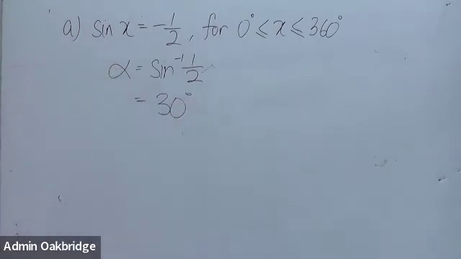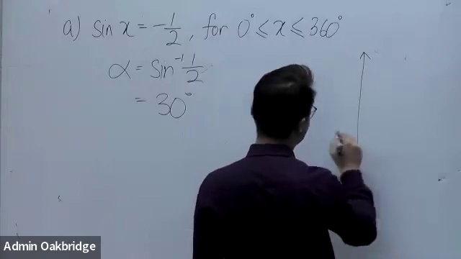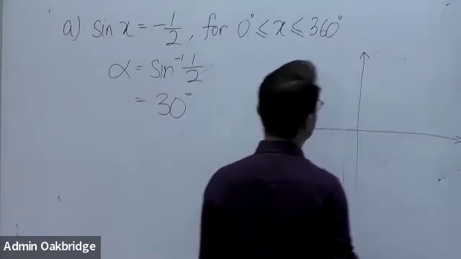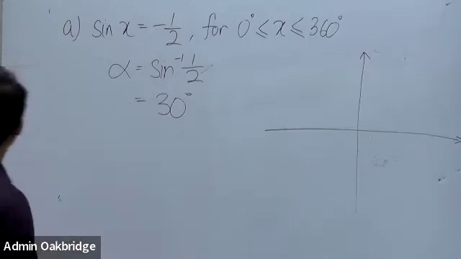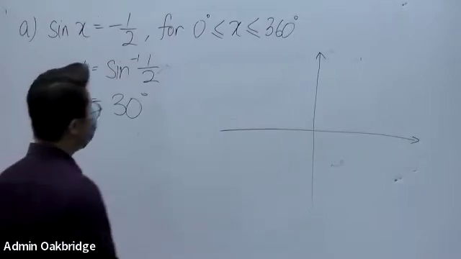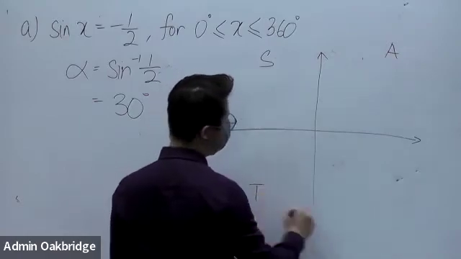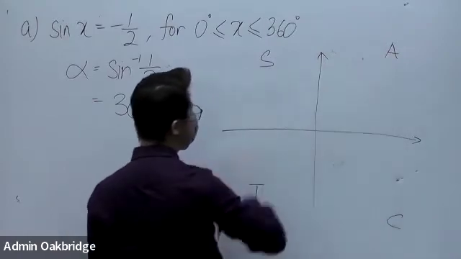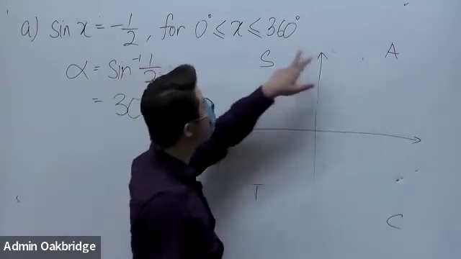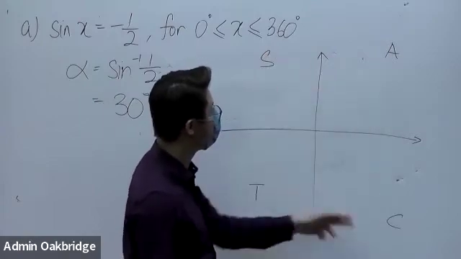Okay, let's go to the next step. Sketch a diagram for the Cartesian plane. So now we sketch a Cartesian plane here. Determine the angles in which quadrant. You need to have A, S, T, C. How do you memorize this? I always teach you, add sugar to coffee. All the first letters of the words are put in these quadrants.